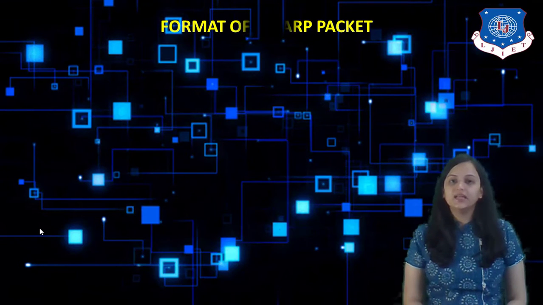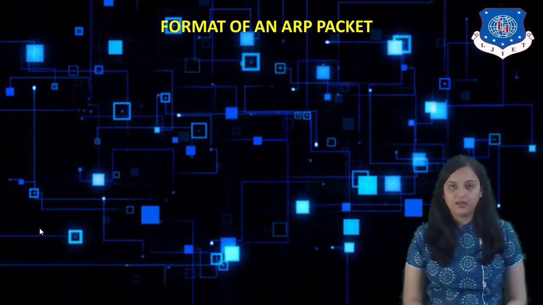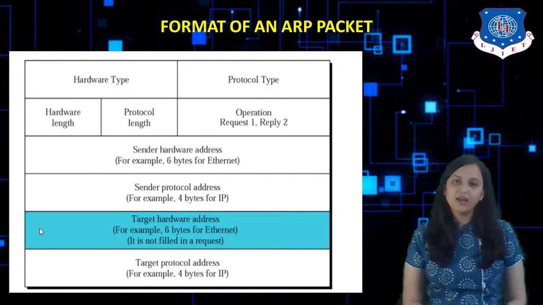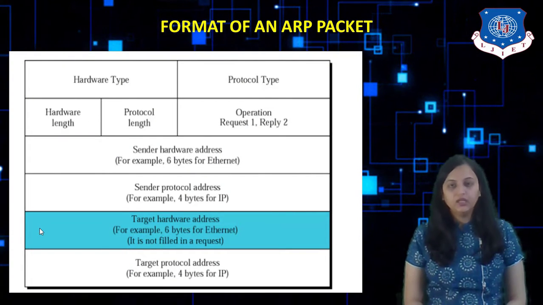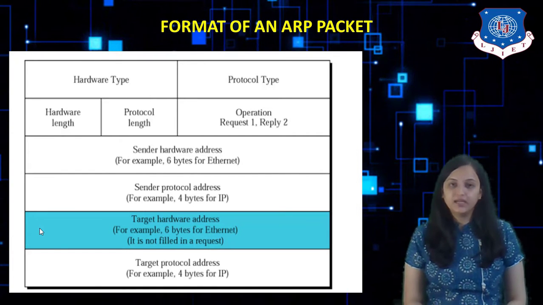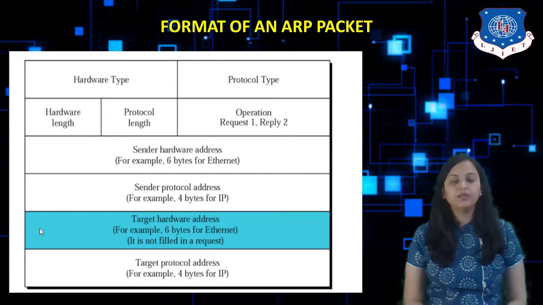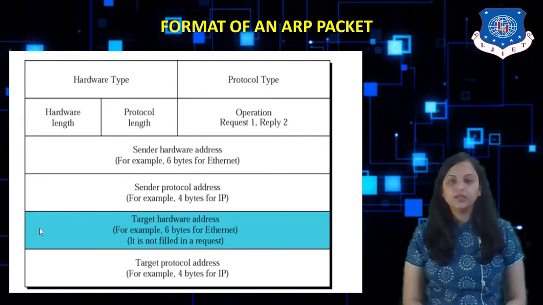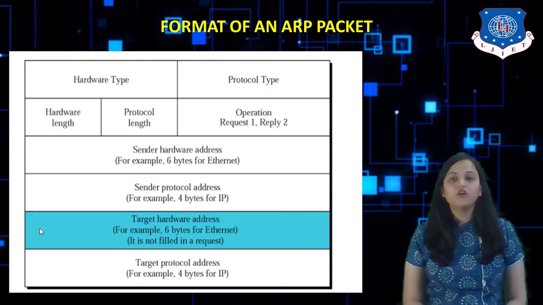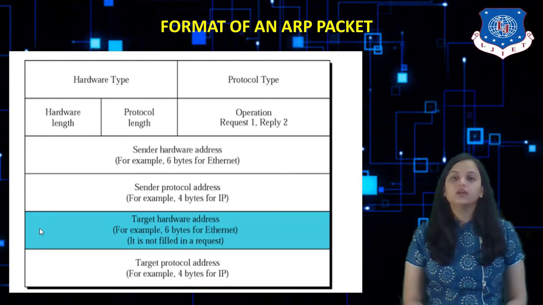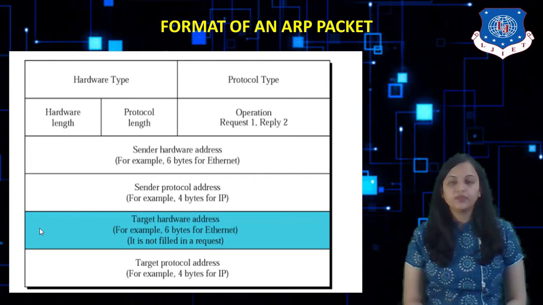Now let us see the format of an ARP packet. So here the format of ARP packet is indicated. This is of 32 bits, where the first 16 bits is of hardware type. That means which type of hardware is used for the ARP packet. Another 16 bits is of protocol type. That means which protocol is used for ARP or RARP.